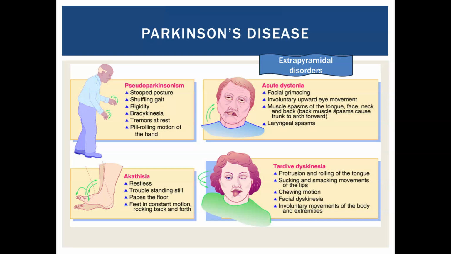And the tardive dyskinesia is protrusions and rolling of the tongue, smacking, sucking of the lips. It's a chewing motion. You still have some sort of facial dyskinesias, and again, involuntary movements.